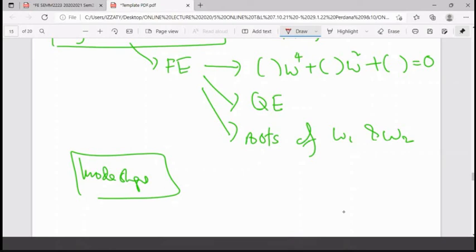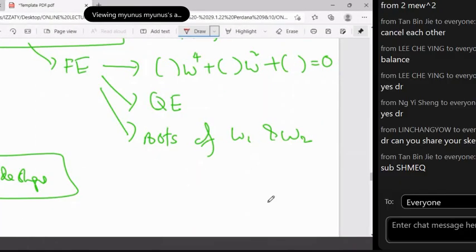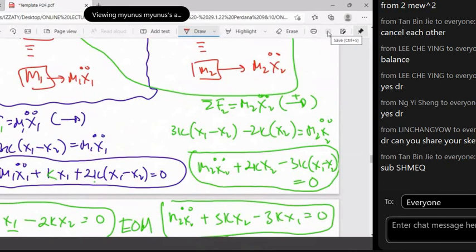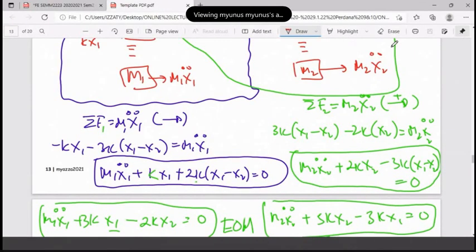So any question? Doctor? Yes. Can you share the sketch with us later in the group? Share one? The sketch that you sketched for this assignment. I mean this question. Here. Okay, I will. Yeah. I will save this one. Okay. Any other question?